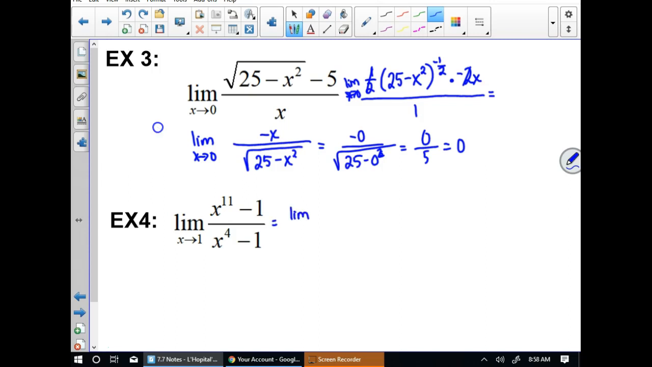We'll have limit as x approaches 1 of 11x to the 10th over 4x to the 3rd. And now that those minus 1s are gone, you can just plug in. So you just get 11 over 4.